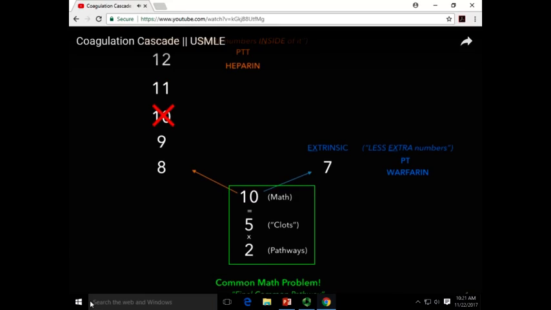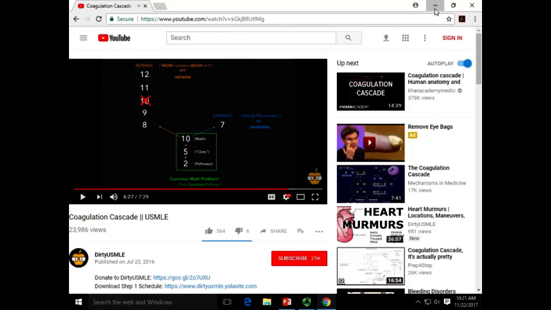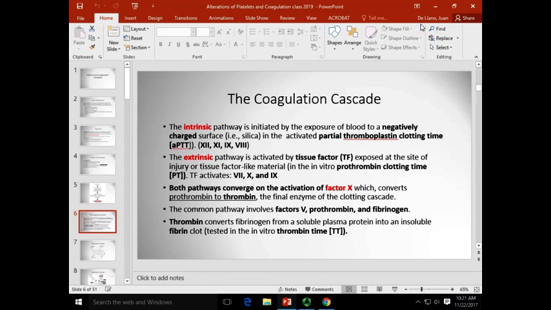Just what he doesn't mention there is that the common pathway is tested by the TT, or thrombin time. So you can use the PT for the extrinsic, the PTT for the intrinsic pathway, and the TT, thrombin time, for the common pathway. That measures actually both pathways. So there you have the explanation.